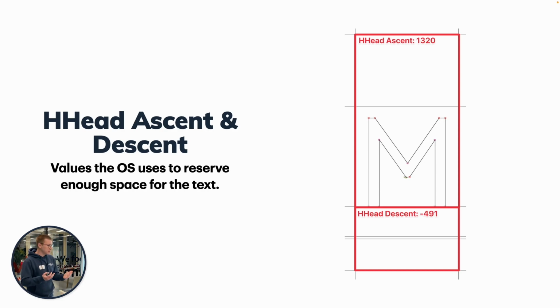Because there might be some characters that are taller than a typical uppercase character, like the German umlaut, right? If you have an uppercase character with an umlaut on top, it's going to be taller. So the browser, or the operating system, wants to reserve some space so that your text doesn't bump into any other elements. And the typeface designer, in this case, chose a value for the ascent, from the baseline to the top, of 1320, and for the bottom, they chose 491.